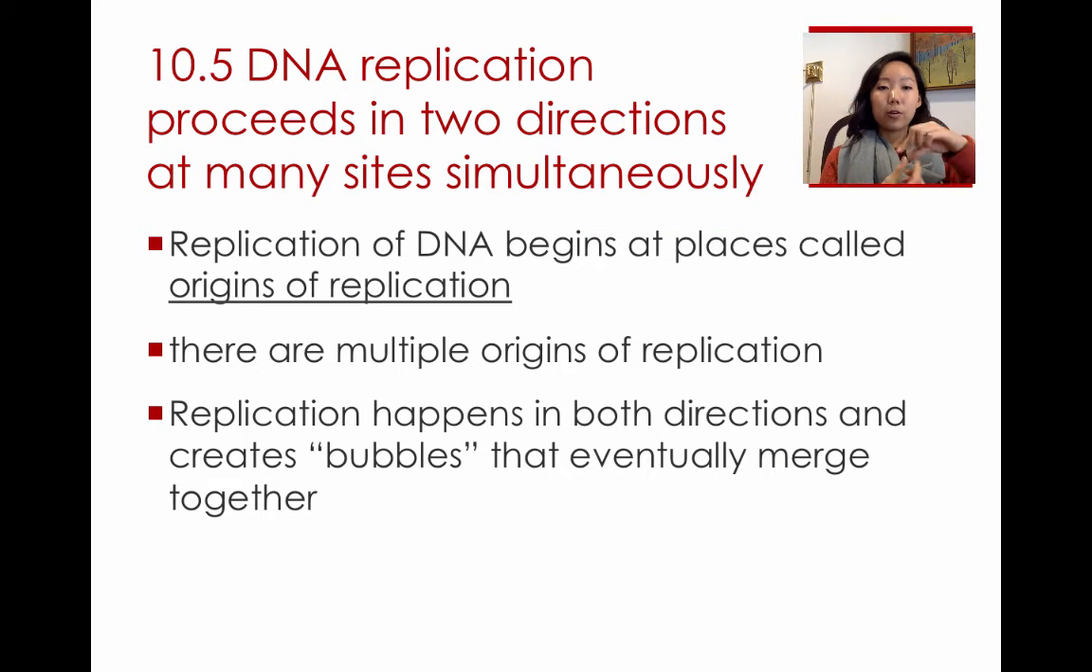So like we said, those points where the bubbles are created are called origins of replication. There are multiple origins of replication. So in one DNA molecule, you can have multiple places where it starts to create a bubble.